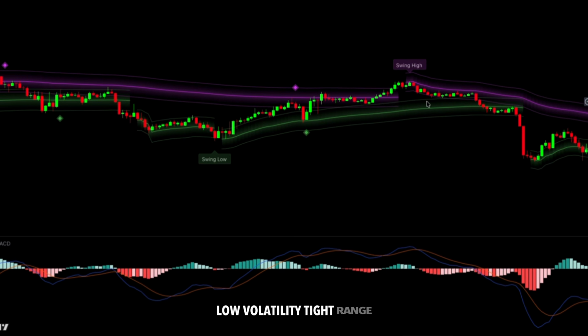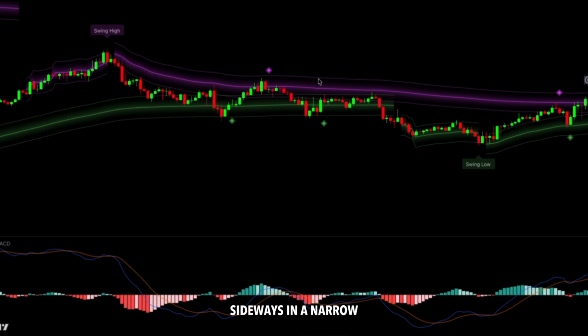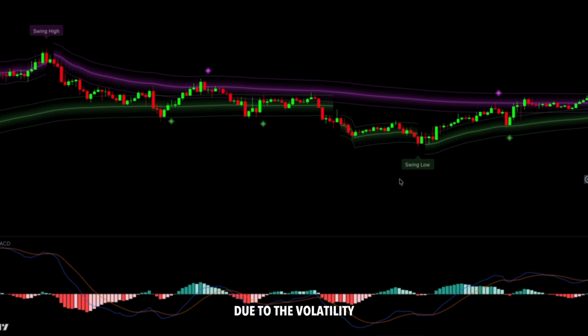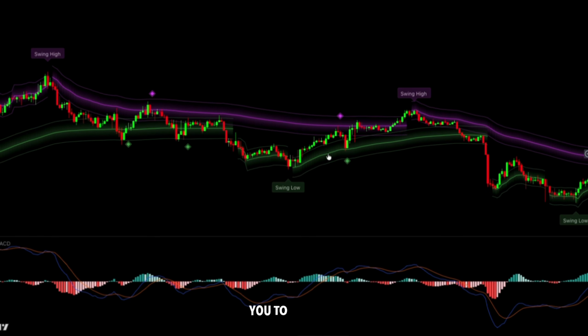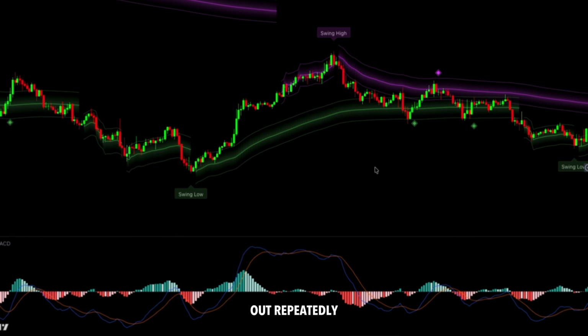Low volatility, tight range markets are not ideal. When price is chopping sideways in a narrow range and there is no clear swing development, the bands will contract and potentially disappear due to the volatility filter. This is actually a good thing because it is telling you to stay out. But if you ignore this signal and try to force trades, you will get stopped out repeatedly.